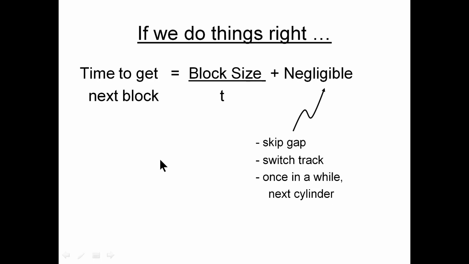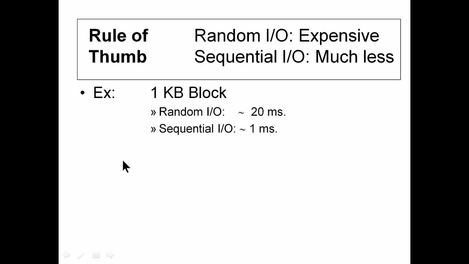But overall, this is actually how we get the seek time. But what is the rule of thumb? The rule of thumb is, if it is random input output, it is expensive; sequential input output is much less. A 1 kilobyte block of random IO is generally about 20 milliseconds. But if it is sequential, it's almost 1 millisecond. So it's 1/20th. It's so fast.